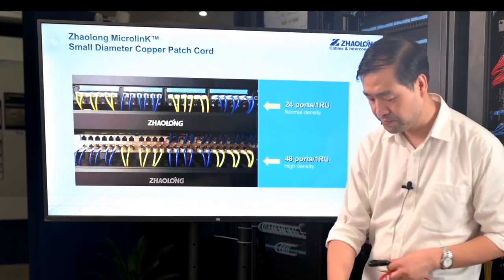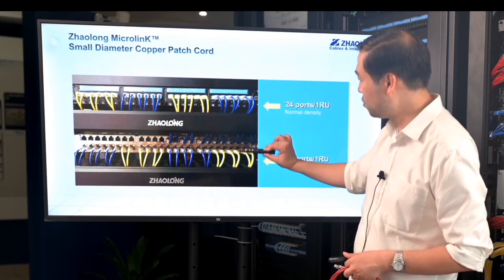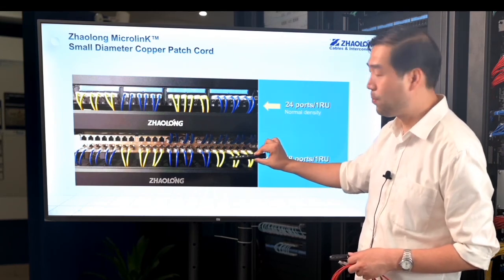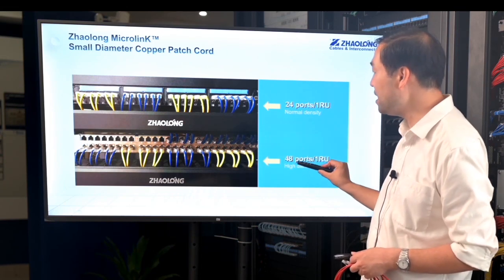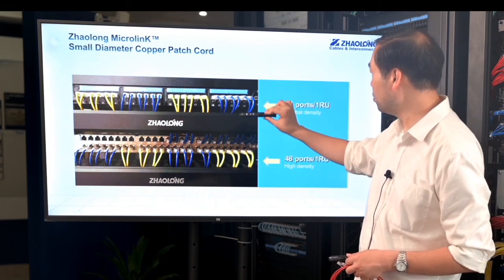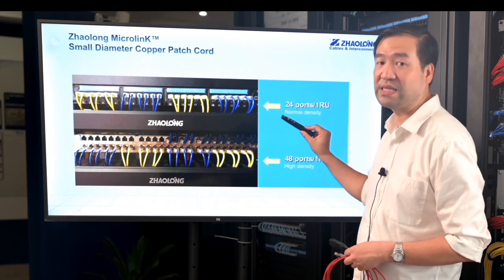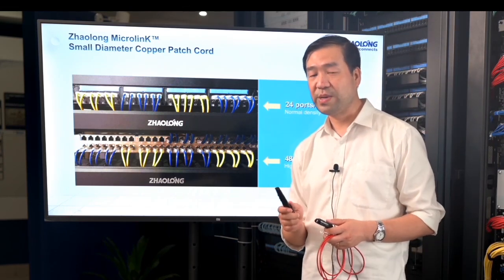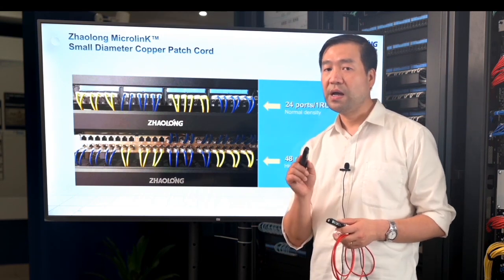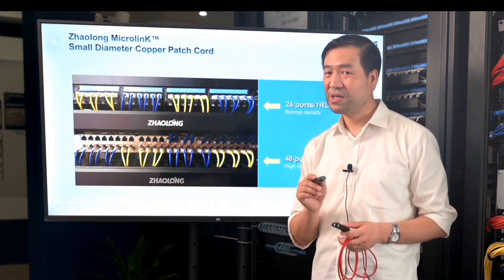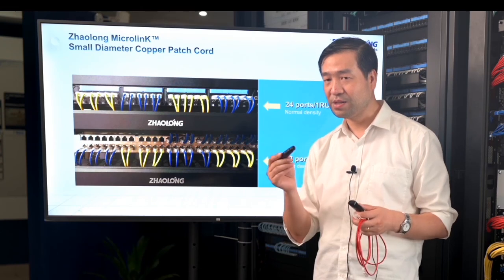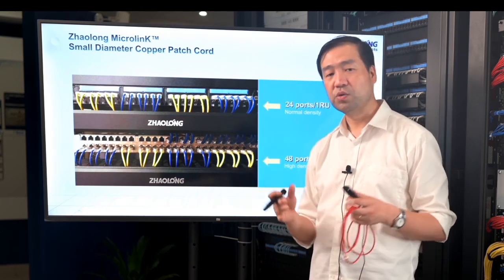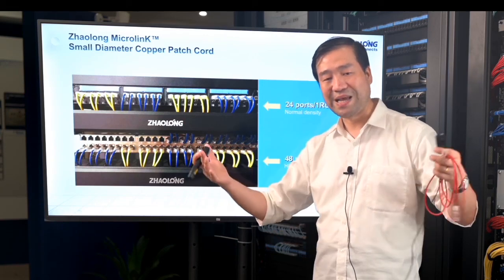You can see this. This is one rack unit copper patch panel, support 48 ports. This is traditional 24 port density. So if you have more and more information outlets in your IT room, you can think about it to choose small diameter patch cord to give the staff more space.